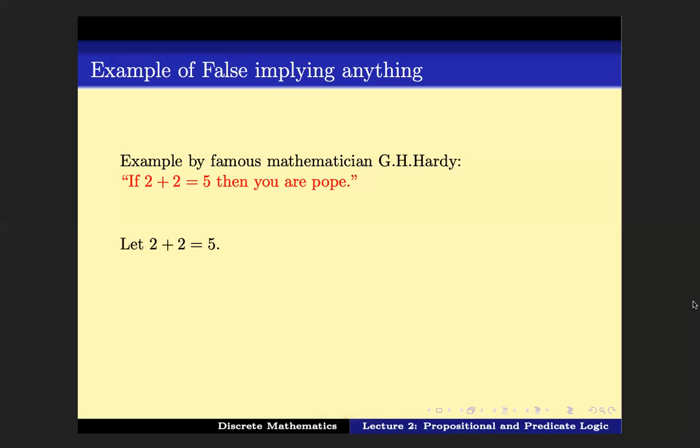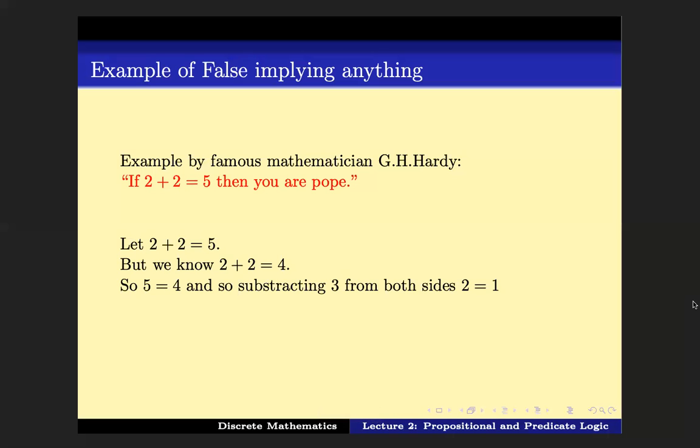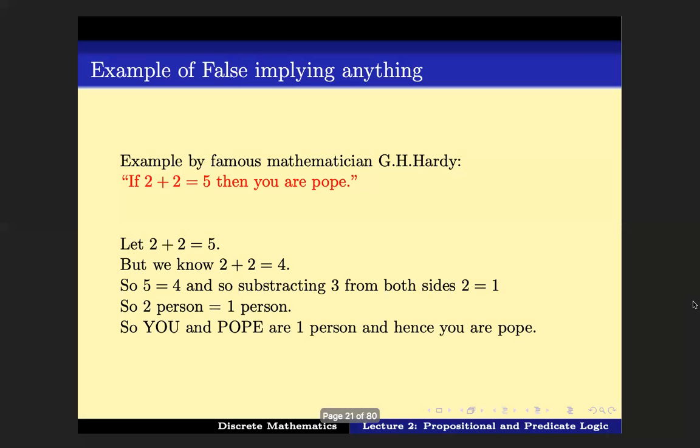It's a kind of fun proof. 2 plus 2 equals 5, but we know that 2 plus 2 equals 4. It means 5 equals 4. By subtracting 3 from both sides, we get 2 equals 1. That means 2% equals 1%. Therefore, you and Pope are the same person. This is of course a funny thing, but it is part of this logical formulation. You should remember this: a false statement can prove anything.